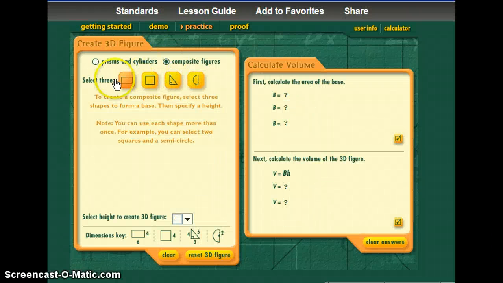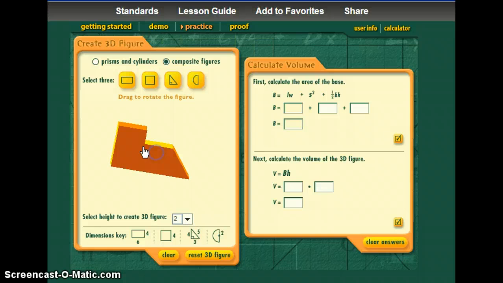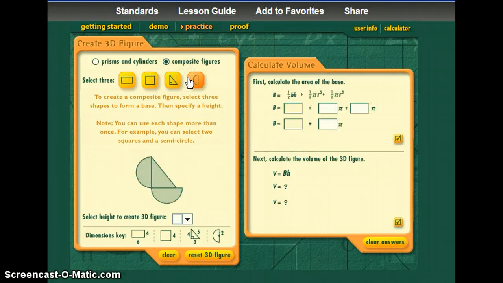Basically, we're just going to switch over to composite, and I can just select a whole bunch of different figures and then give it a height, and that'll give it dimensions. So you can see there's the rectangle, the square, and the triangle. And again, using the dimension key down here, and according to the selected height, I can now calculate my length times width of that rectangle, what's the side squared for that square, and what's the area of the triangle. All those added together is the area of the base, and then we have to multiply that by the height. Again, I could continue to pick different figures, even some like that.